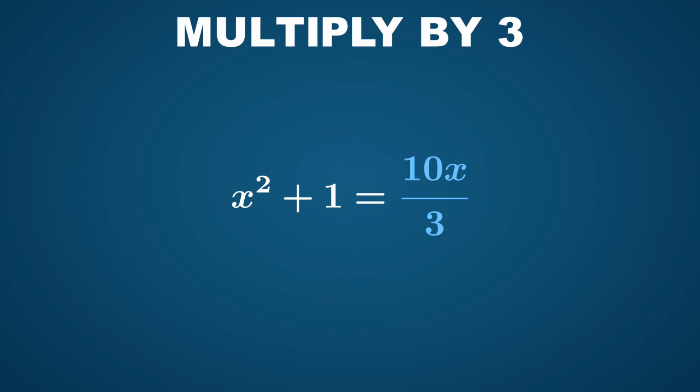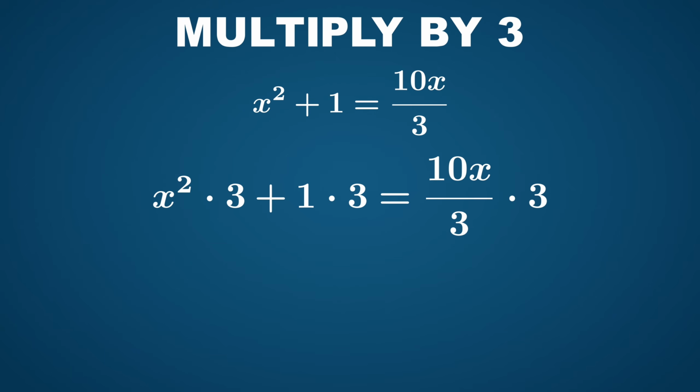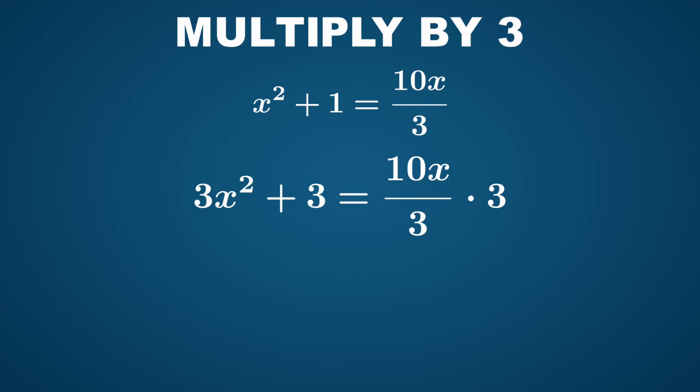However, we still have a fraction with a 3 on the right-hand side. We should definitely eliminate this remaining denominator as well. To do this effectively, we will multiply the entire equation by 3. We must remember to carefully distribute this 3 to every single term. We multiply the x squared term by 3 to get 3x squared. Next, we multiply the positive 1 by the whole number 3. 1 multiplied by 3 simply yields a constant value of positive 3.